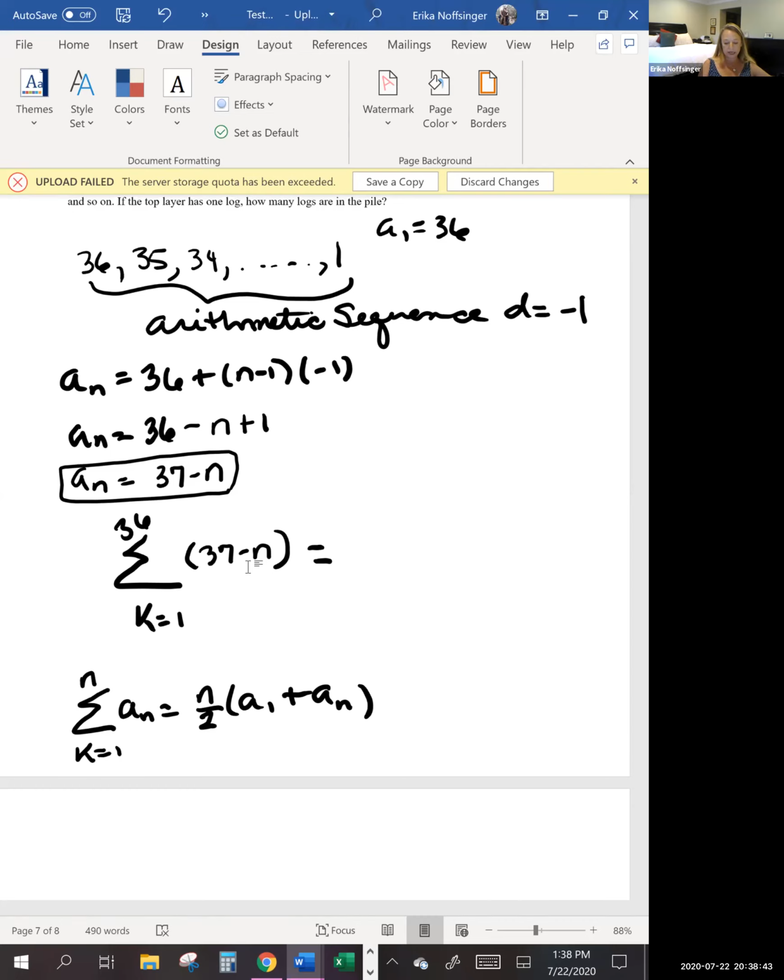So for our series, our n value is 36. So we have 36 divided by 2, all times the first term. Our first term is the number of logs in our bottom row, which is 36, plus the last term, which is 1. So this gives us 36 divided by 2, which is 18, all times 36 plus 1, which is 37. So we have 18 times 37, which gives us 666 logs.